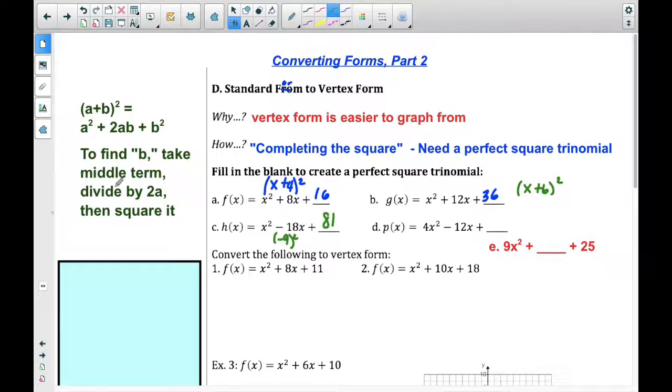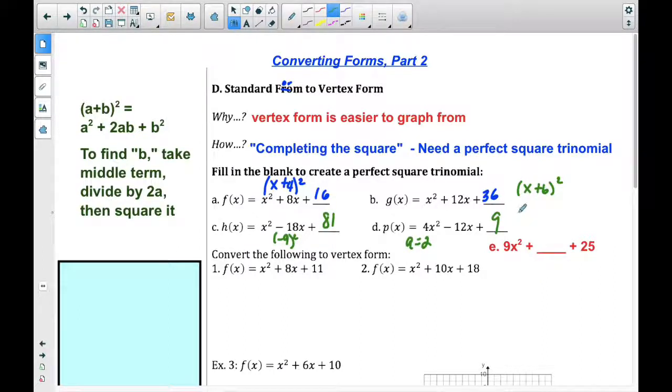Well, that's where we come up to this rule over here on the margin. To find the b, we take the middle term and divide by 2a, and then to get b squared, we square that. So in other words, that middle term is supposed to be 2ab. So let's take this and divide by 2a. Well, what's a? Well, in this case, a is 2 because it's the square root of 4. And so we divide this by 2a, we're actually dividing by 4, and so that gives us 3, and 3 squared is 9.